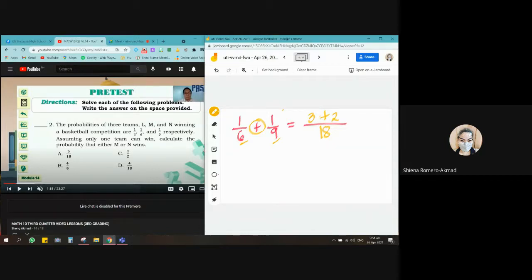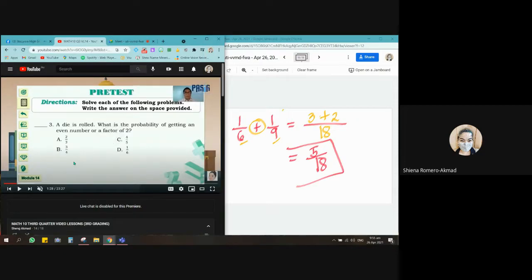It seems you have forgotten that already. So, we have 3 plus 2 is 5 over 18. So, we have 5 over 18. We just added the two of them. So, that is letter A.